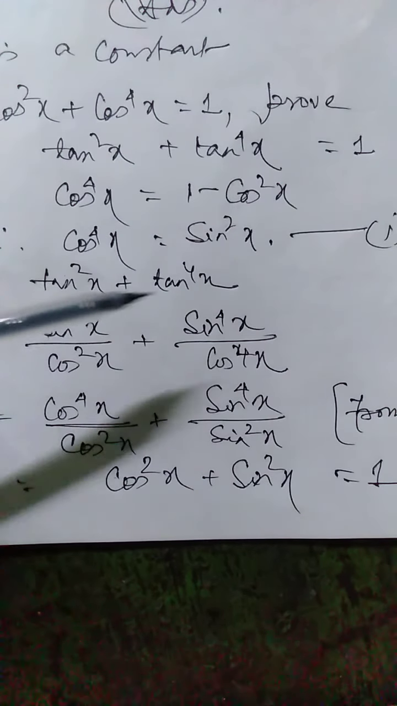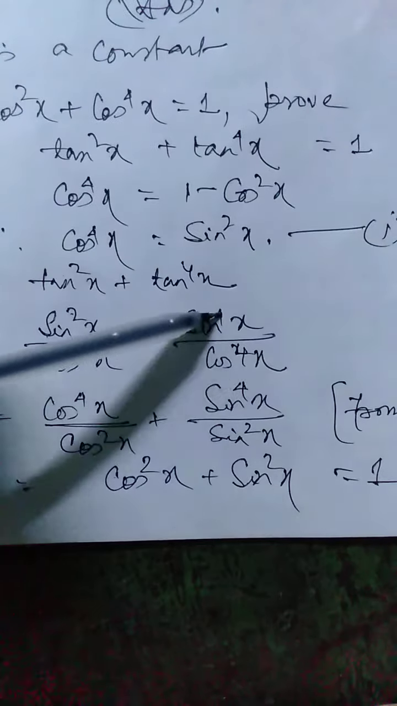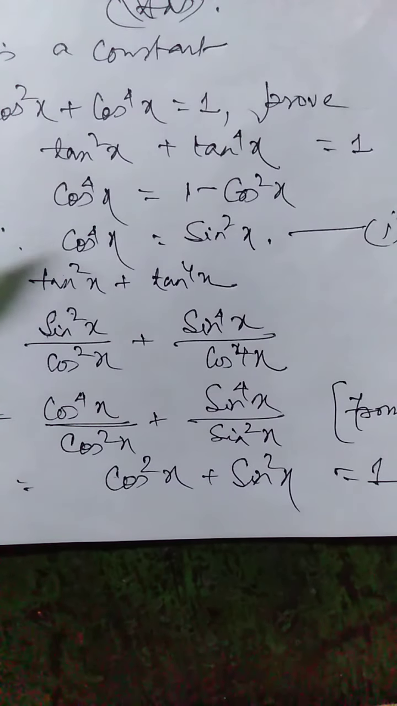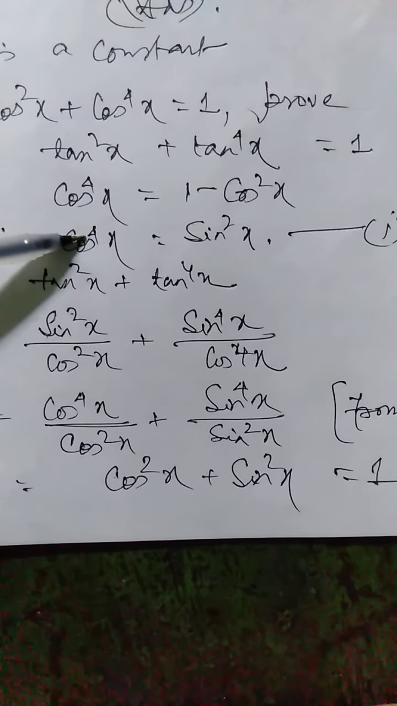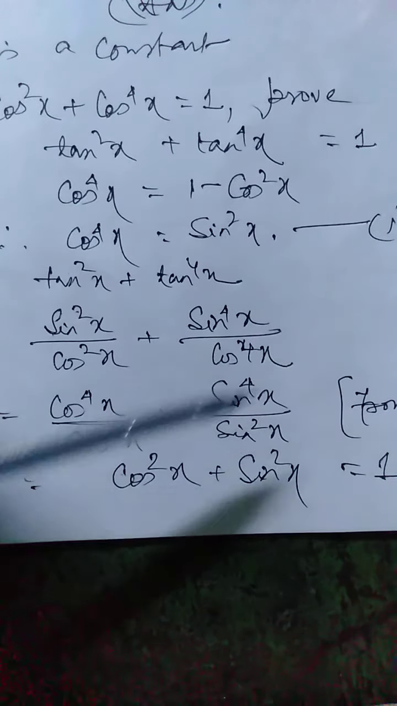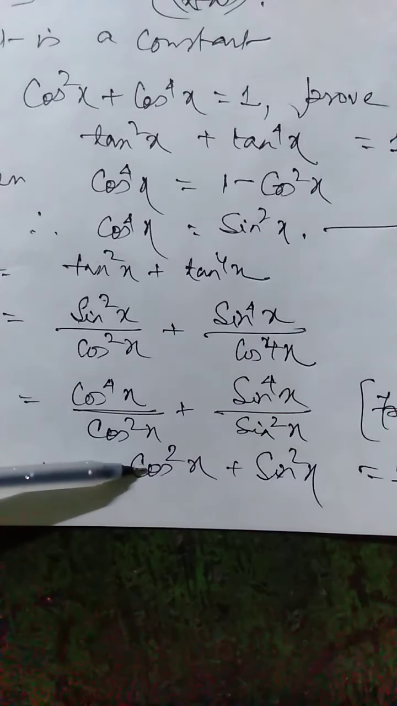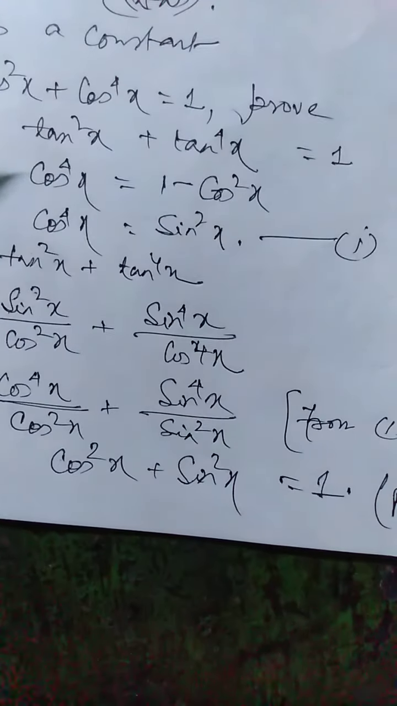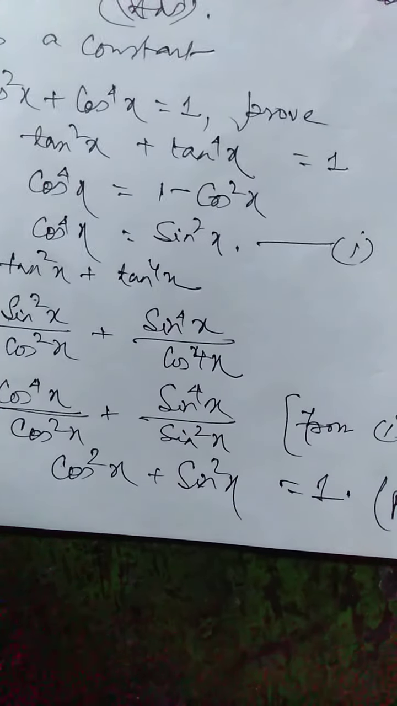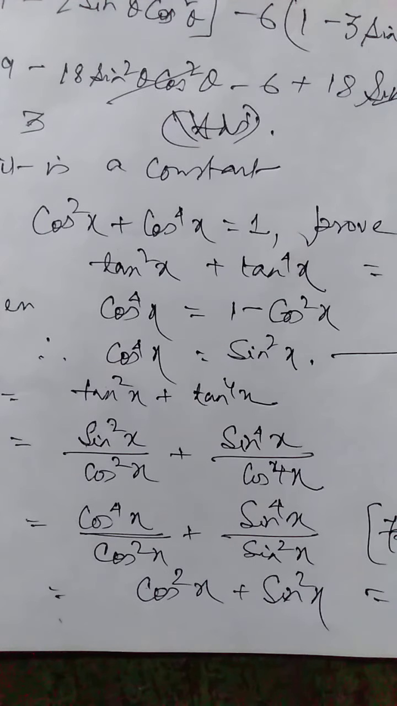Now tan square x plus tan^4 x. Now what is tan square? Sin square by cos square. What is tan^4? Sin^4 by cos^4. Now you see, in place of this sin square, what will you put? Cos^4. And in place of this cos^4, what will you put? Sin square. Got it? So we are getting here cos square x after this calculation, and here we are getting sin square x, that is equal to 1. Proved.